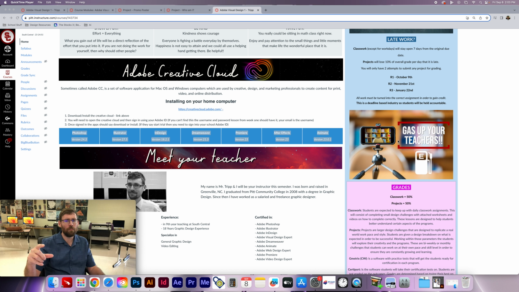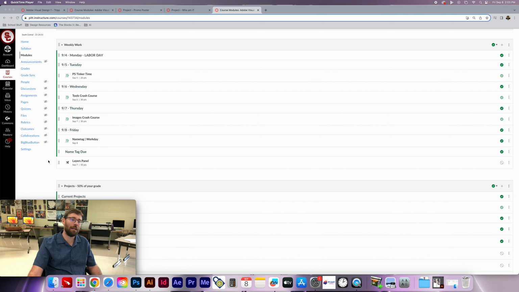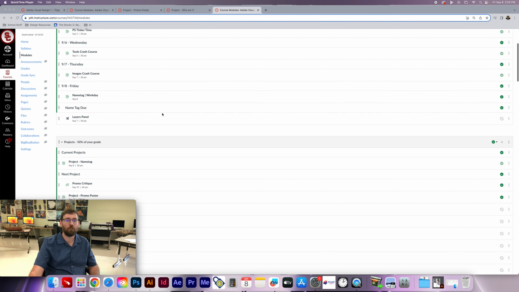Every week in the weekly work section, you're going to have the breakdown of what I expect you to do this week. Notice the due dates underneath them and the points values. Some of the point values change. Most assignments in classwork are 20 points. Most projects are 100 points. If something's different than that, it might be important to look at.